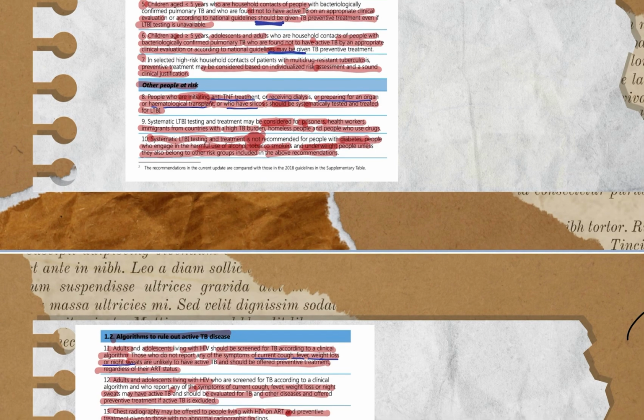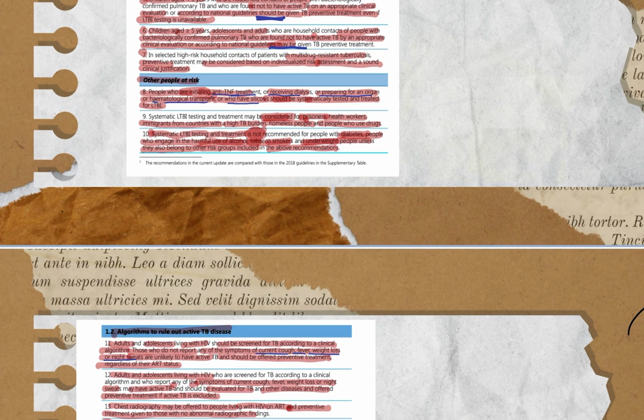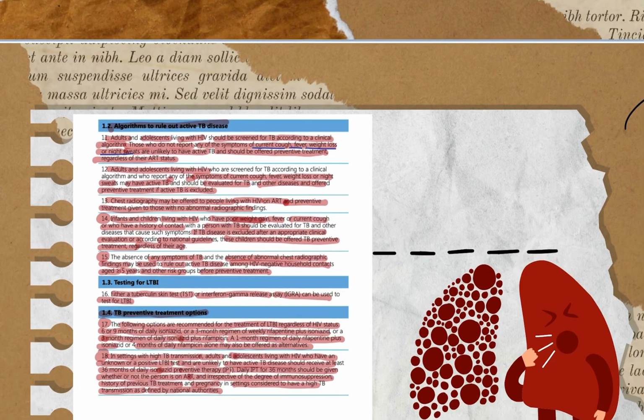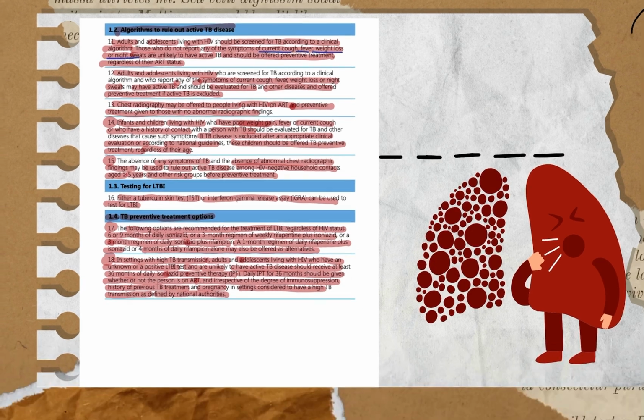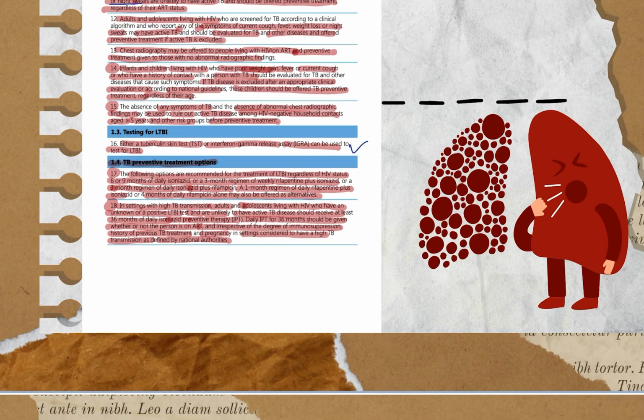And the later half, the third half, they included the people at risk. What is the list of patients that should be considered, and what may be considered. So they have given both lists, and the later half they have explained an algorithm to rule out active TB disease, then how to test for it and what treatment to begin with.